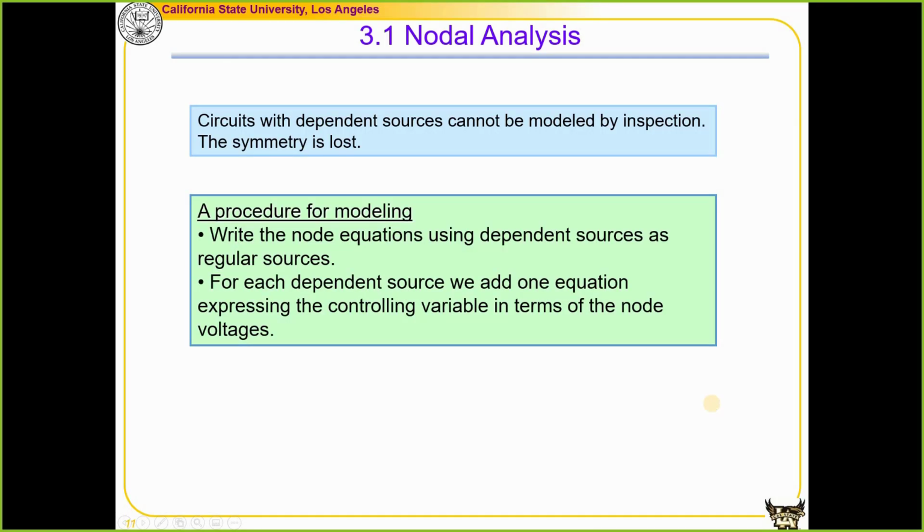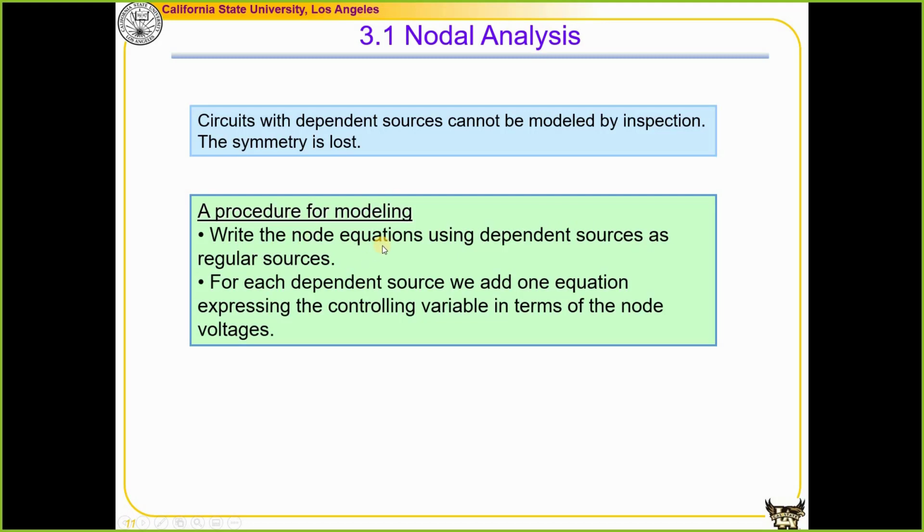So we talked about a special case where we can do nodal analysis by inspection, and now we're going to talk about a general approach. What if a problem is not like what we discussed before? It might have dependent sources, it might have voltage sources, and how do we solve problems like those? If we have a circuit with dependent sources, we cannot do it by inspection, but we will write the nodal equations by treating all the dependent sources as regular sources.